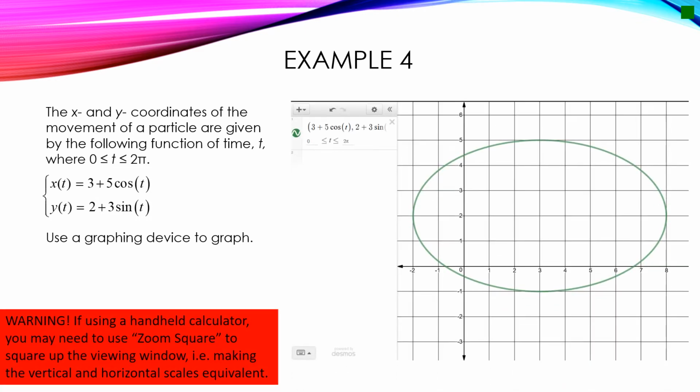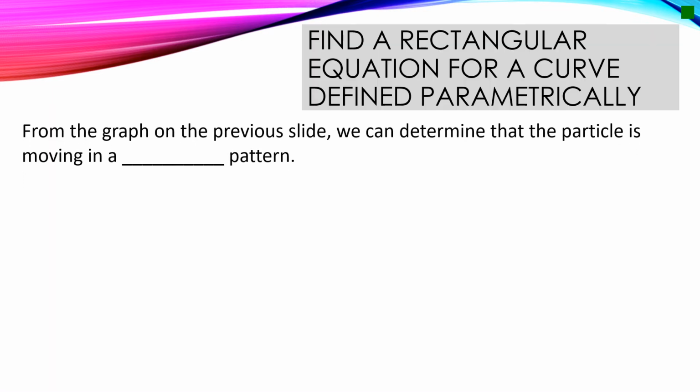And here is the picture that I got, and you'll see my warning. If you're not careful about using zoom square, what looks like an egg on mine, a horizontal egg, could end up being a vertical egg. What I mean by that is if you think about the normal window of a computer screen or a laptop or your graphing calculator, usually the horizontal axis is wider than the vertical. And so that tends to distort things. By changing it to zoom square, you make sure that each one of those little boxes is a square and that it's correctly graphed. So from the graph on the previous slide, we can say that the particle is moving in what we call an elliptical pattern.